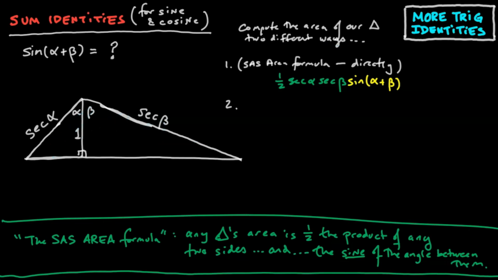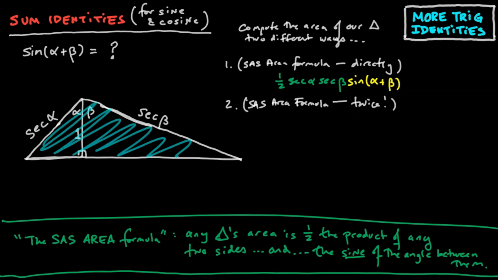Okay, the second way we are going to compute the area of our big triangle is to use the side angle side area formula again, but this time we'll use it twice. Instead of using it directly on the large triangle to get the area, we'll use it on the right triangle on the left, and then we'll use it on the right triangle on the right. We'll get each of their areas separately, and then we will add them together, and that will give us the area of the full triangle.